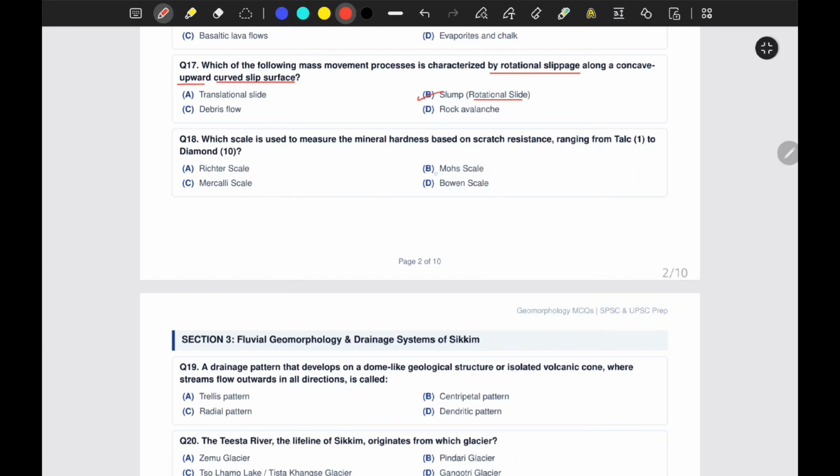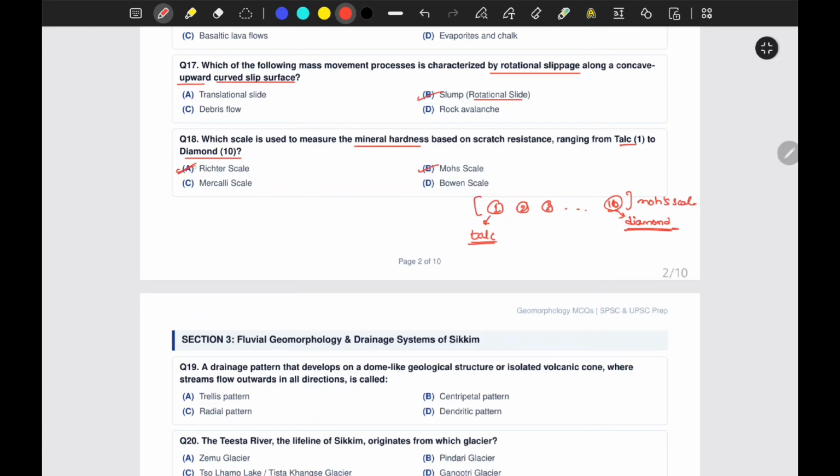The correct answer is Mohs scale. So what does it mean? We have different minerals or objects which are used to measure mineral hardness. For example, this is 1, we have 2, 3, 4, and so on up to 10. Number 1 is talc, which means it is the softest, and number 10 is diamond, which means it is the hardest of all the minerals. This is known as the Mohs scale. This is how the hardness of a certain mineral is measured.